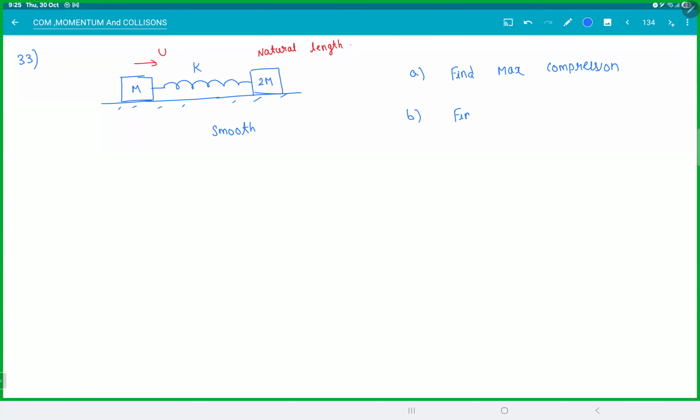Find the maximum speed of 2m. Find the minimum speed of m.